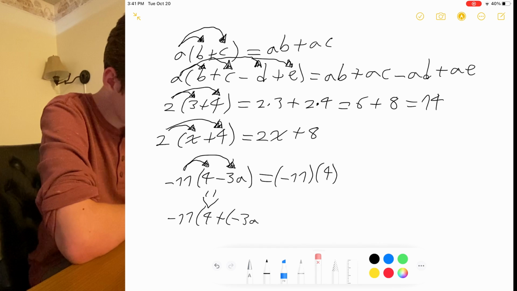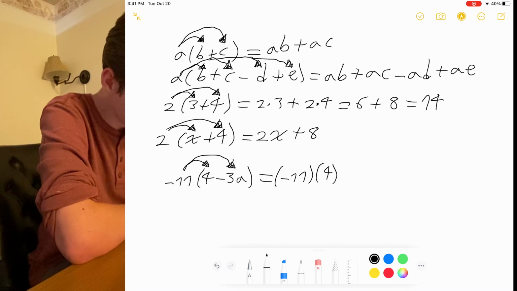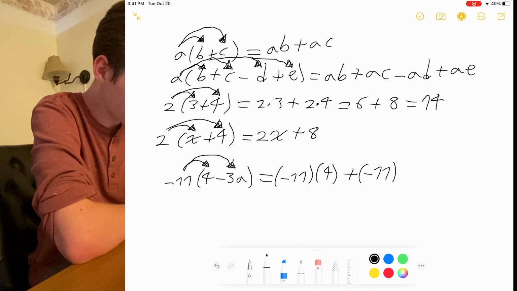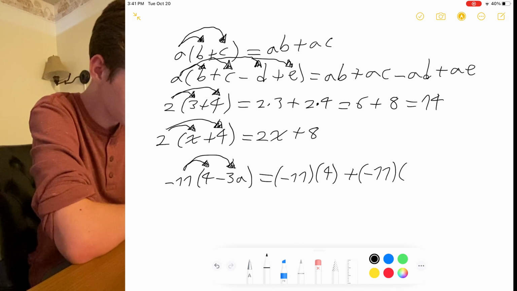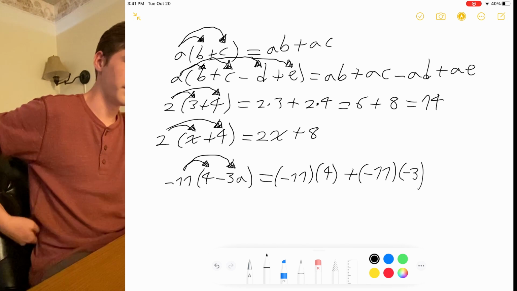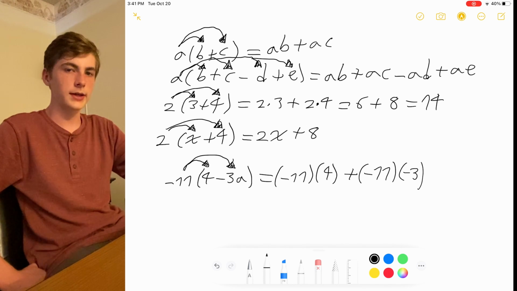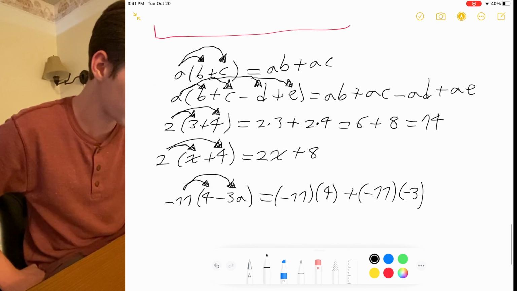But you can, so basically this is going to be the same as plus negative 11 times negative 3, right? And that's the trickiest part, I think, about this.